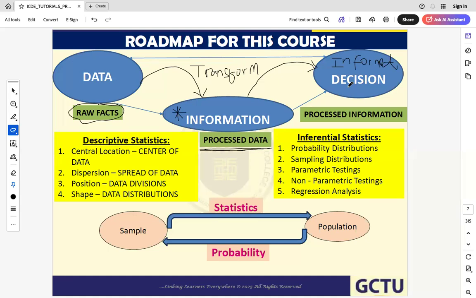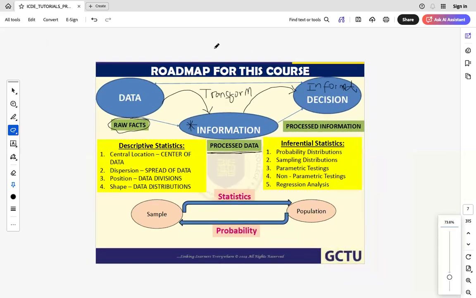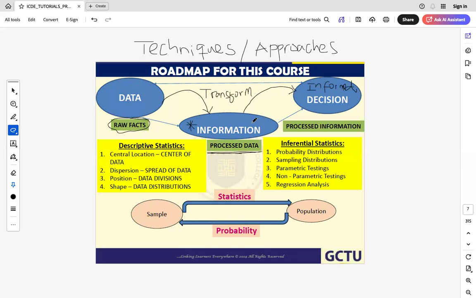And so with all the explanations I gave last week concerning this roadmap, one word that I can use is that we want to study techniques or approaches that can be used to do this transformation. And there are several techniques, several approaches that can be used to transform data into information. And then information can also be processed into a useful decision.